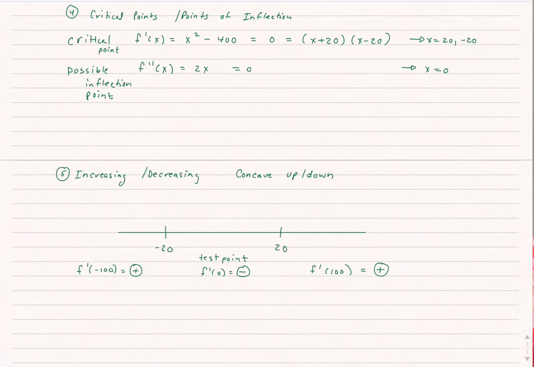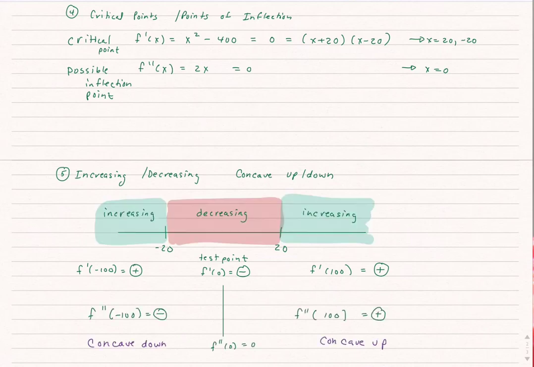The next thing I'm going to do is take those critical points, put them on a number line, and look at when I have increasing and decreasing functions. So when I pick three test points, negative 100, 0, and 100, and plug those into my derivative, I find that I have an increasing function from negative infinity to negative 20, from 20 to infinity, and a decreasing function between negative 20 and 20.